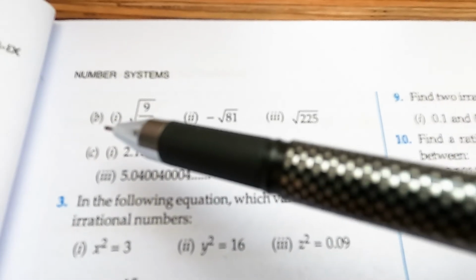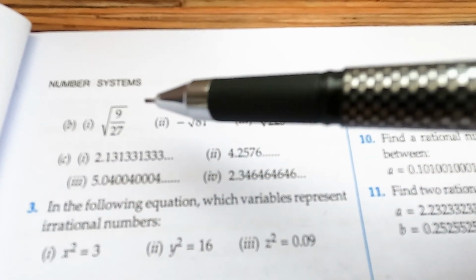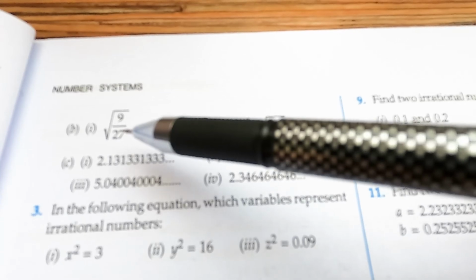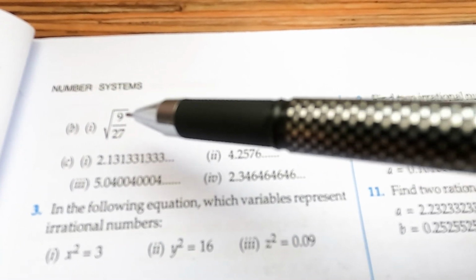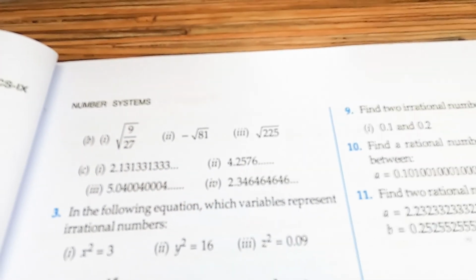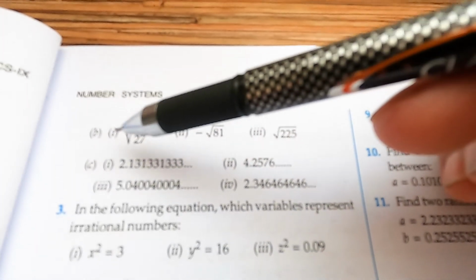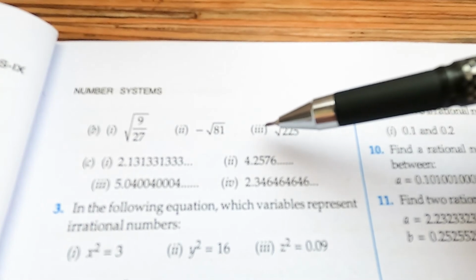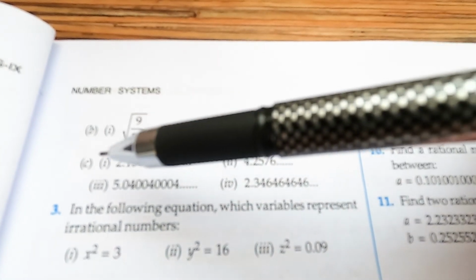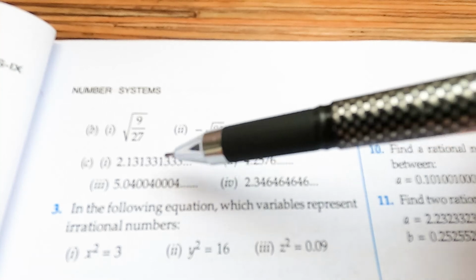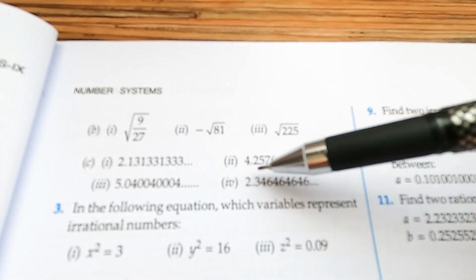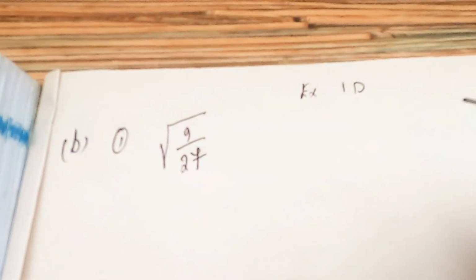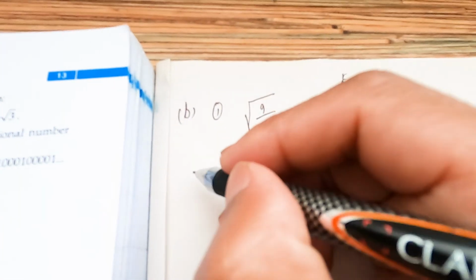Next we will start with question number 2, number 1. So let us see whether root 9 by 27 is a rational number or irrational. All right, so I will just show only number 1, and then number 2 and number 3 you can do it by yourself. Also question number C, you can do it by yourself. All right, very simple. So let me just show exercise 1D number 1.